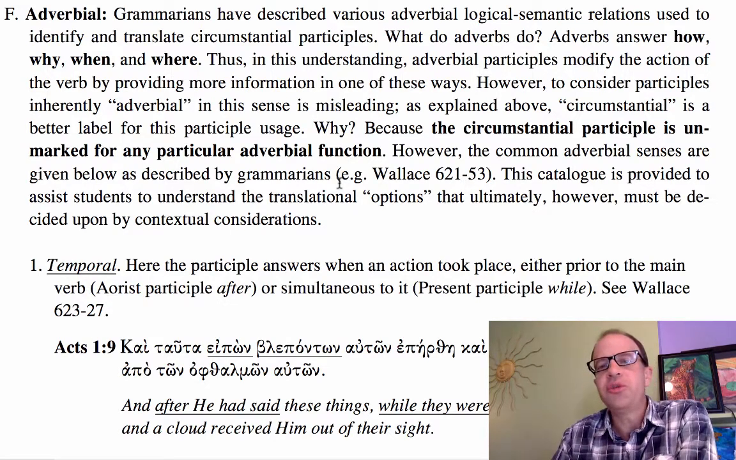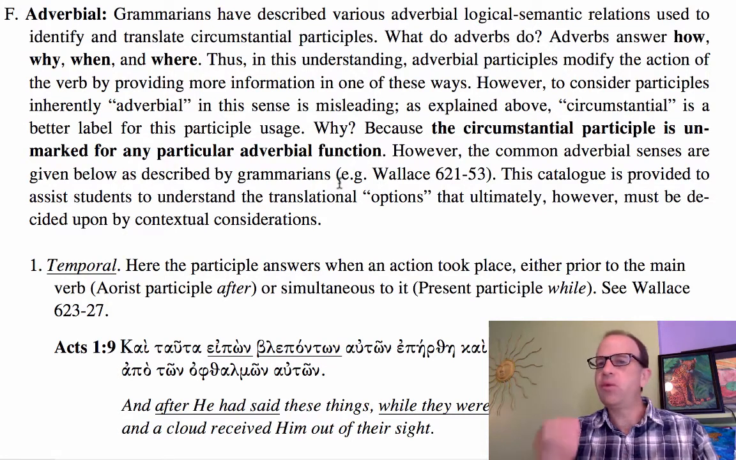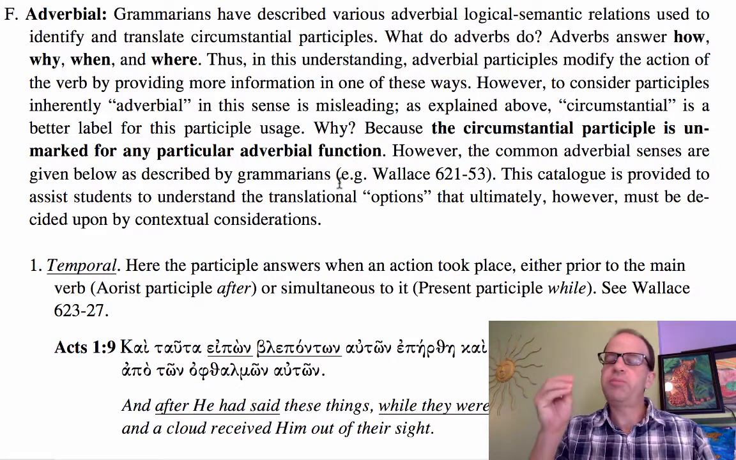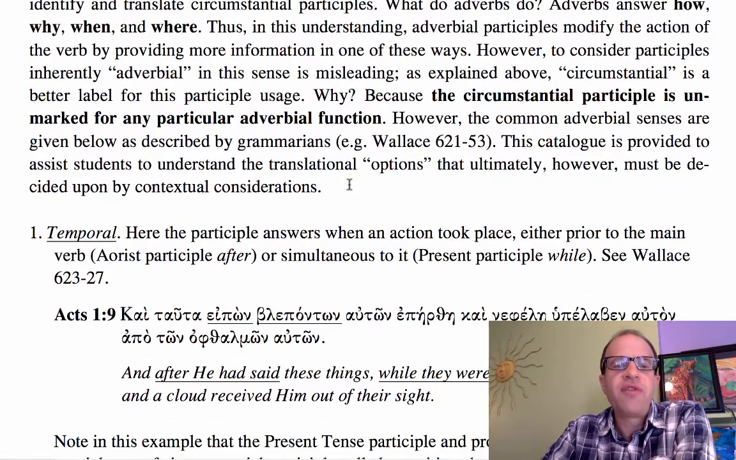I would caution you to avoid atomization and the fallacy of categorization. Sometimes people get really committed to saying, well, no, this is a causal participle here, or this must be a temporal participle here. Well, no, because the participles are not marked for those things. Those adverbial senses come from the context, the verb meaning and the location, and are not inherent in the participle itself. So here, read this discussion of adverbial senses.